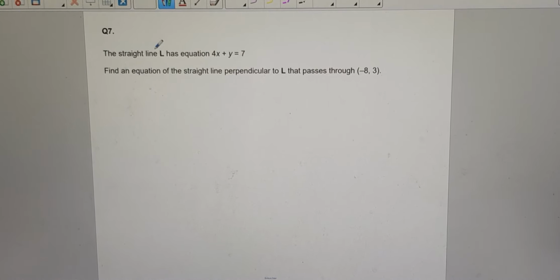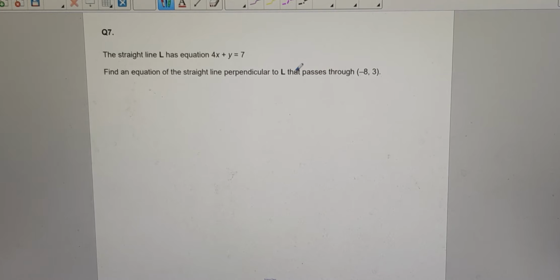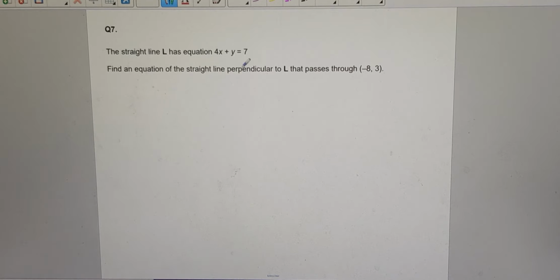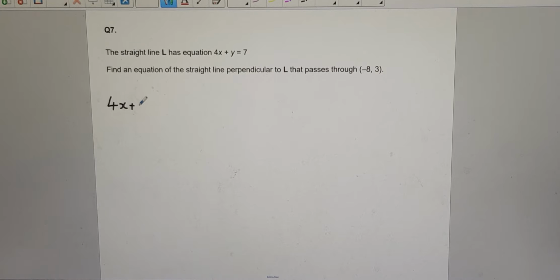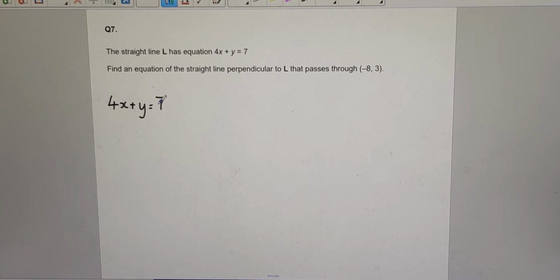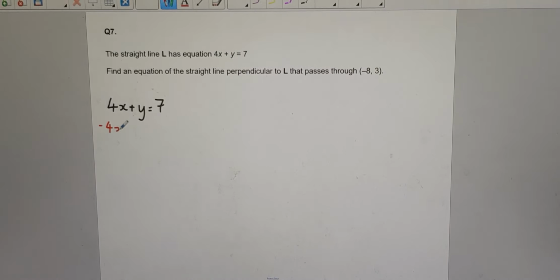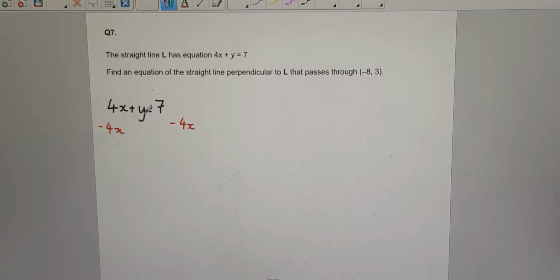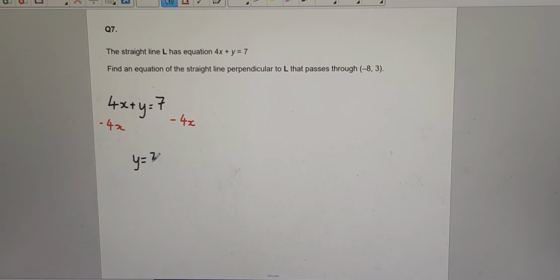So the straight line L has equation 4x plus y equals 7. Find an equation of a straight line which is perpendicular to this line that passes through the coordinate negative 8, 3. Right, first things first, unless this is in the form y equals mx plus c, I don't know what the gradient is. So I'm going to write out the equation of the line and rearrange to make y the subject. How do I get y on its own? Well, if I subtract 4x from both sides, these cancel, and I'm left with y equals 7 minus 4x.